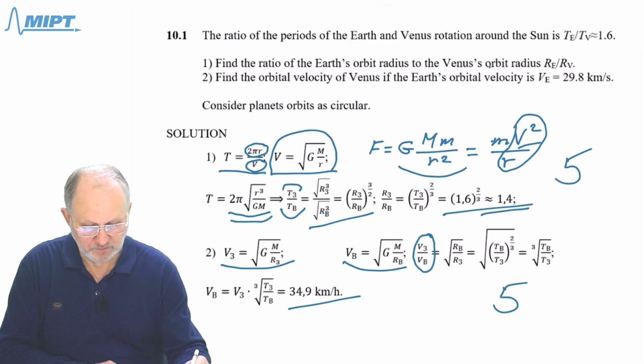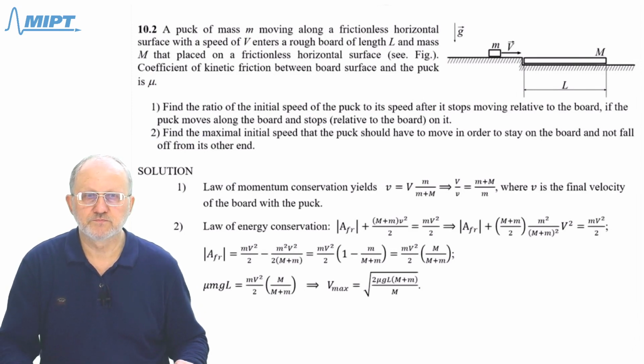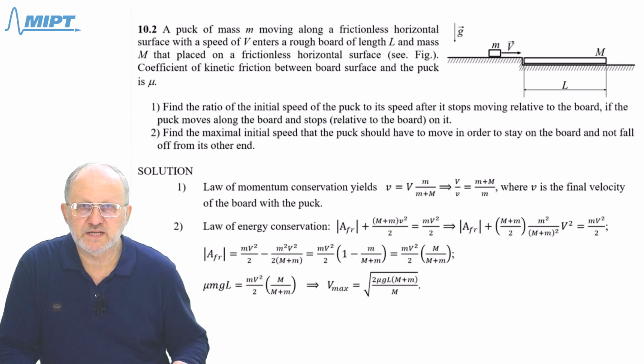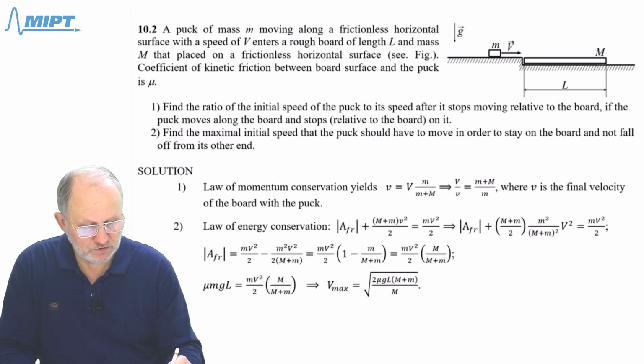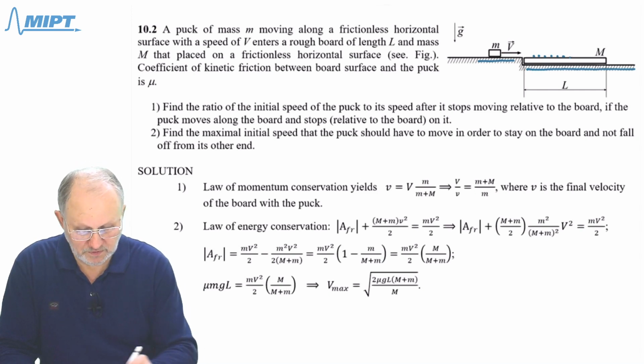Now we move to the second problem of the tenth form problem set, and this is problem 10.2. A puck of mass m moving along a frictionless horizontal surface with a speed v enters a rough board of length L and mass capital M that is placed on a frictionless horizontal surface as shown in the figure. So this is the frictionless surface, no friction, and also there is no friction here for the puck. But when the puck gets onto the board, here is the friction on this surface. Coefficient of kinetic friction between the board surface and the puck is given, and it's mu.